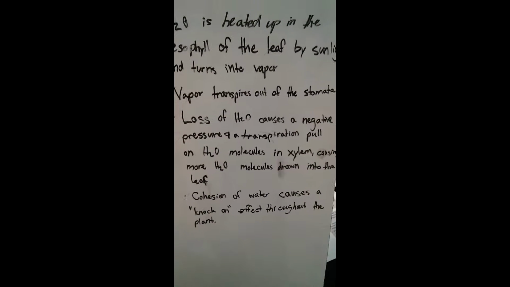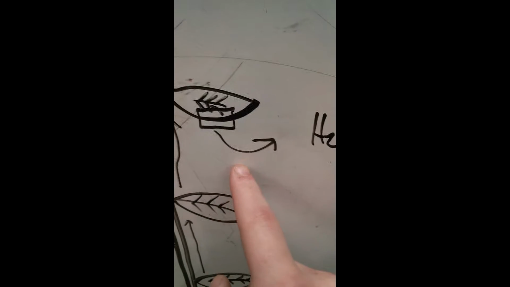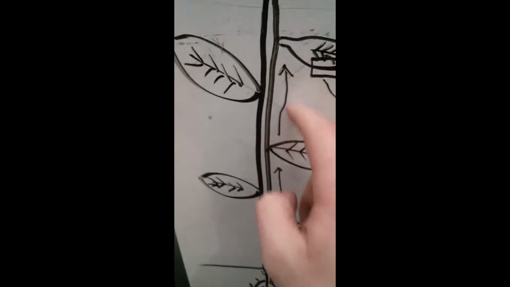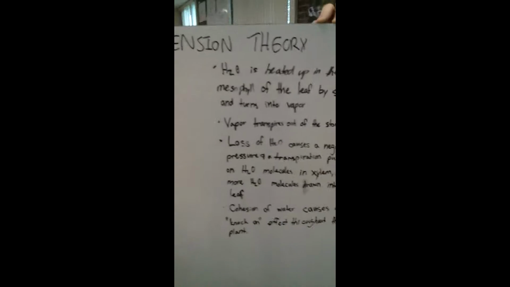Loss of H2O causes a negative pressure and a transpiration pull on the water molecules in the xylem, causing more water molecules to be drawn into the leaf. So, as that leaves there, these water molecules are pulled up closer to the leaf, and because those move up, these are also going to move up, and then that moves up, and then that helps draw water into the roots because the water is in a constant pull. Cohesion of water causes a knock-on effect throughout the plant, as I have just explained. And if you need the visual aid, and if you need the writing.